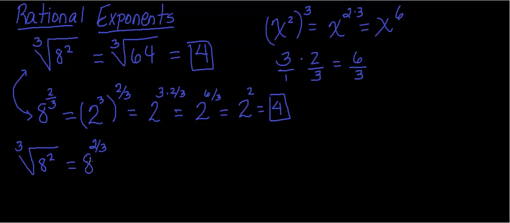And look at what happens. This is how you do that. Your radicand is 8. The exponent of your radicand is 2, and that 2 becomes the numerator of your rational exponent, and the index of your root becomes the denominator of your exponent. Very simple. And that's how you switch from one form to the other.